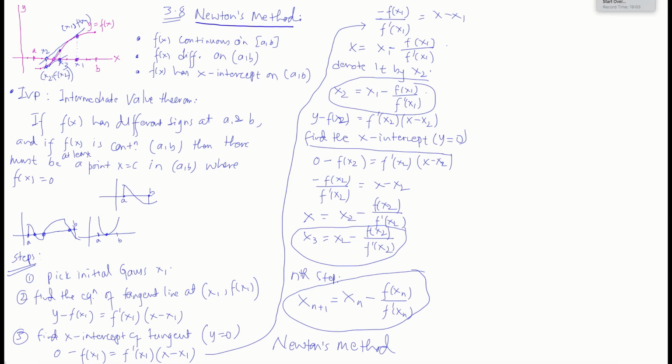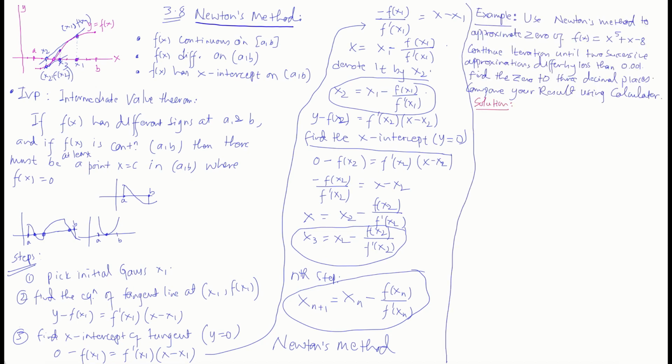Let us do one example basically. Alright, so let us see this example. Use Newton's method to approximate the zero of f(x) = x^5 + x - 8, and continue iteration until two successive approximations differ by less than 0.001. You will continue using this technique until you get, for example, x9 and x10, where the difference is less than 0.001. Find the zero to 3 decimal places.